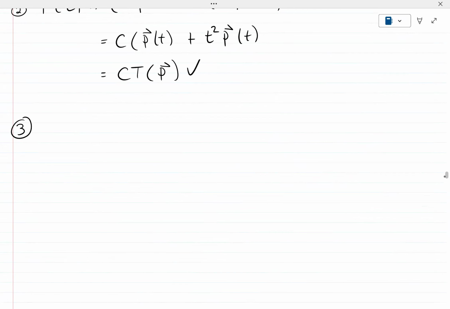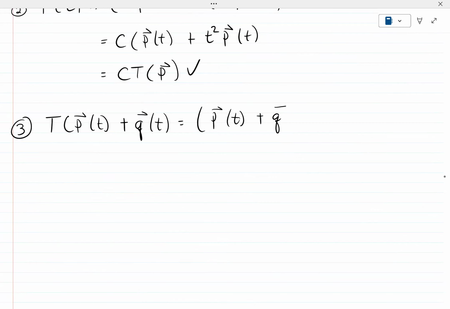So condition three, addition. We have to prove that addition is preserved. So that's going to be T of vector P of T plus vector Q of T is equal to P of T plus Q of T plus T squared times P of T plus Q of T.